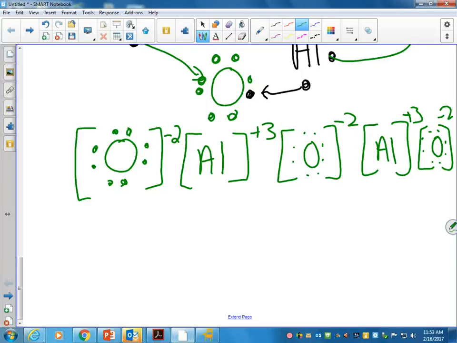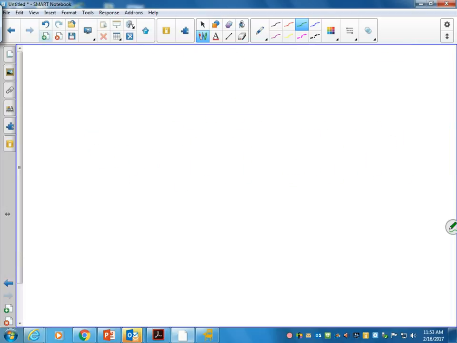Is this okay for ionic? That should be pretty much a full page for you. Right? Flip the page if you've got a full page. If you have half a page, maybe you want to continue on. We're going to talk covalent. We have time to talk covalent.